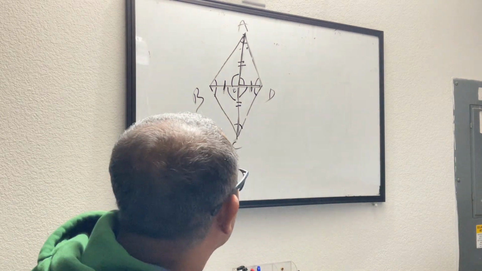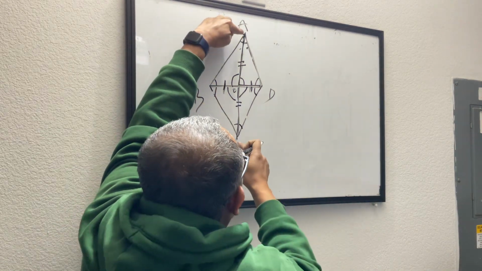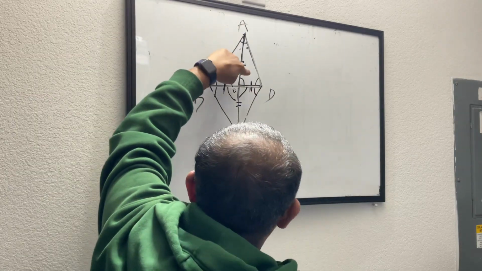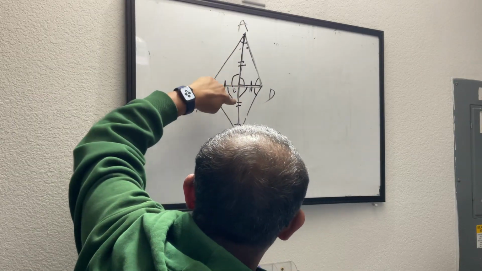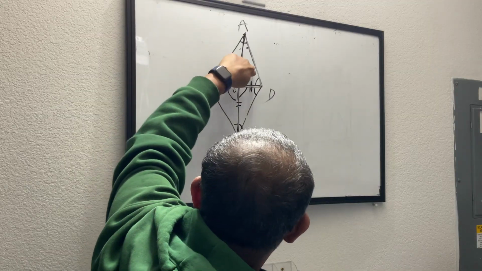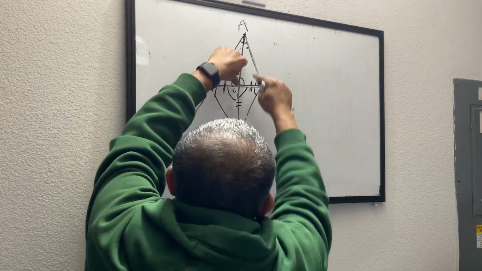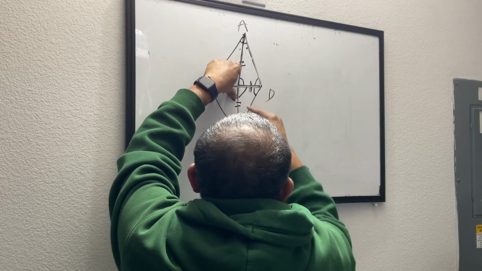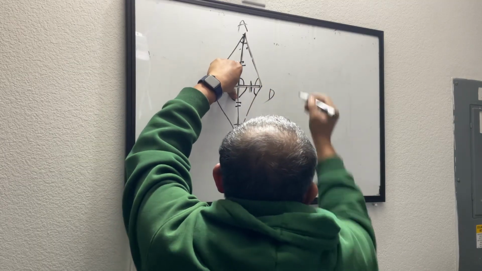So what I'm saying here is the diagonals of a rhombus perpendicularly bisect each other, meaning this is a right angle triangle, this is a right angle triangle, this is a right angle triangle, this is a right angle triangle, and all these four are congruent. Look at this one and this one. This side is common. This side and this side are same, and this angle is 90 degrees.